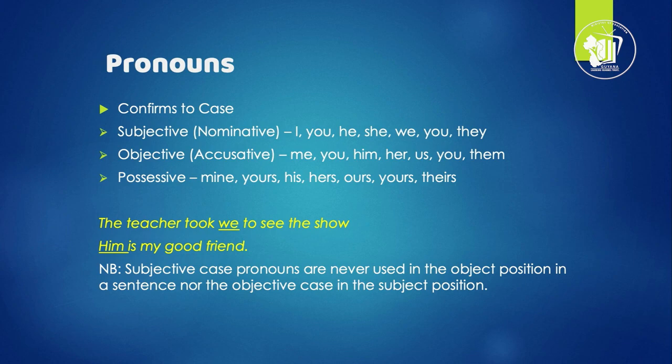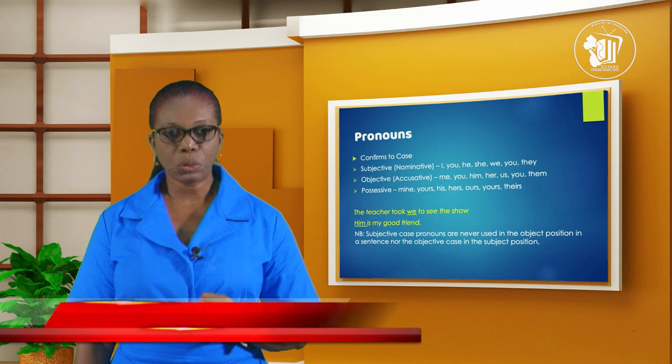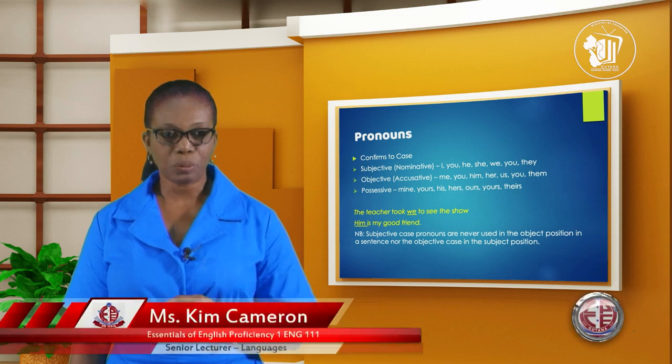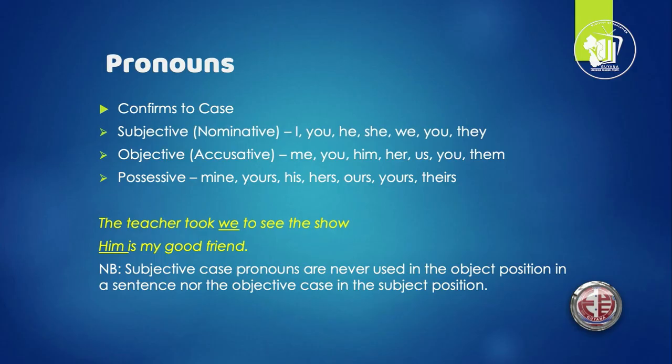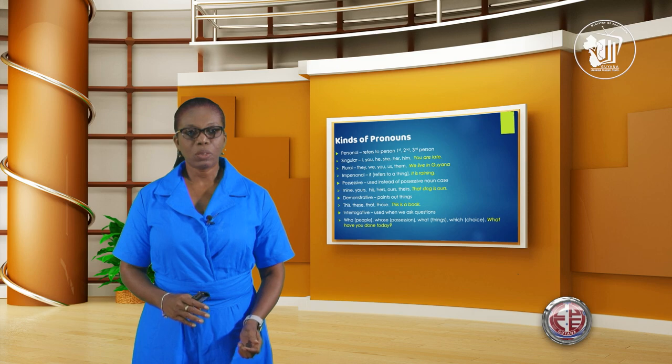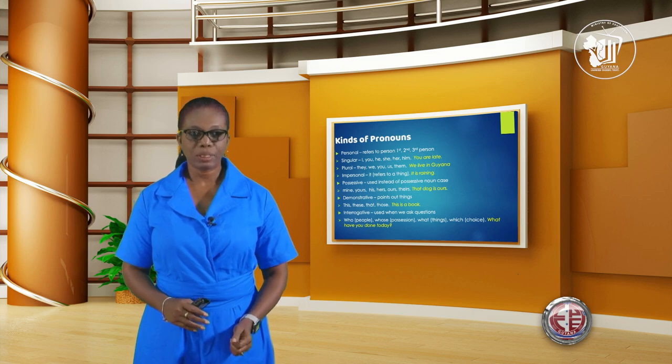And as an example here, we have: The teacher took we to see the show. Is this correct? Him is my good friend. Is this correct? So the subjective case pronouns are never used in the objective position in a sentence, nor the objective case in the subjective position. Right? Now let's look at kinds of pronouns.